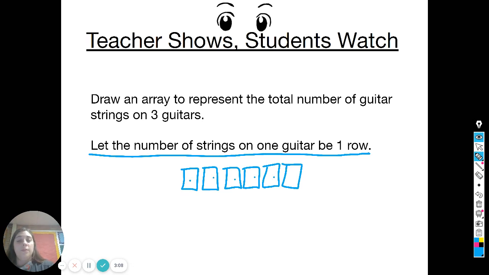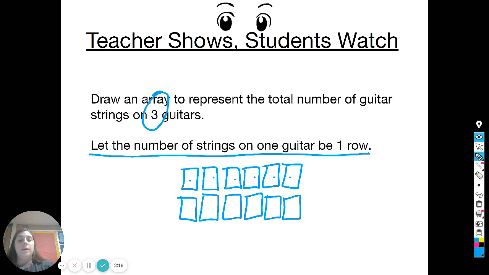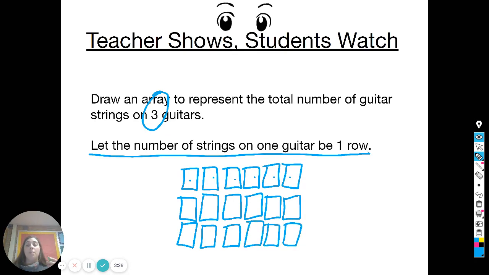1, 2, 3, 4, 5, 6. Okay, well, I have 3 guitars, so I need 3 rows just like that. So here's my second row of 6 and my third row of 6. Okay, and remember, you don't have to be writing this part. You could just be watching what I am doing and following along, okay? So here is my array representing these 3 guitars that I have.